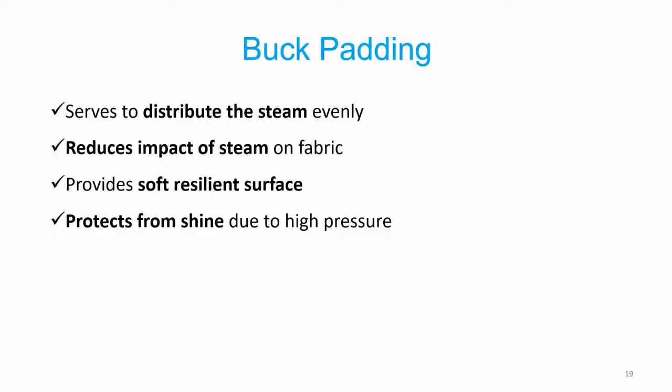And of course, buck padding protects from shine due to high pressure. If you have a hard surface, on the hard surface, if you keep a dark color garment and you try to press it, all the crease parts, all the places where you have pocket, the pocket lining, the pocket edges, all those shapes, all those areas will have a shine. And that shine mark looks very ugly, especially in black garments. So this buck padding gives us such a surface where when you iron even black garments or dark garments, you will not have any shine mark anywhere.